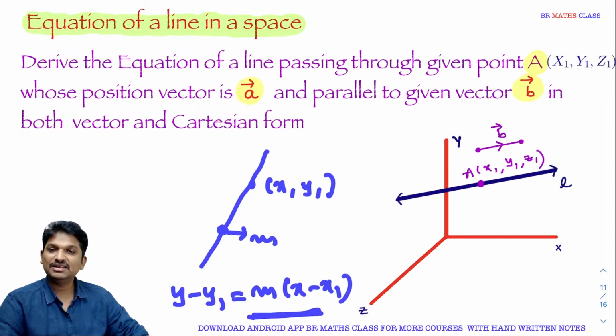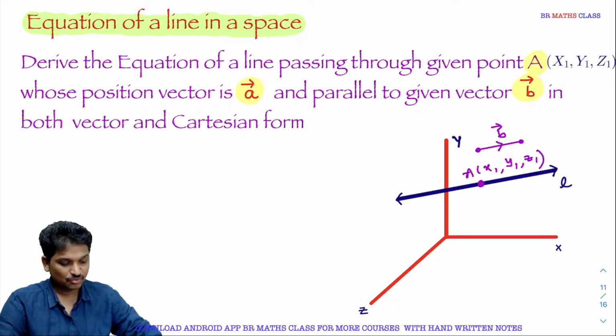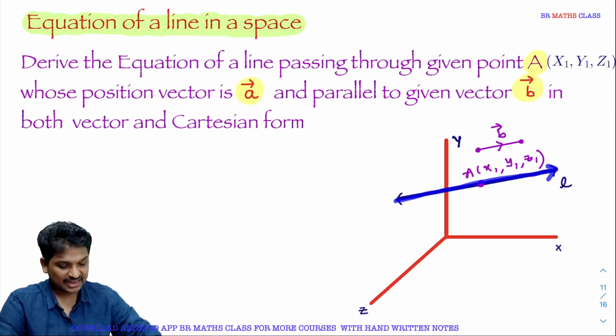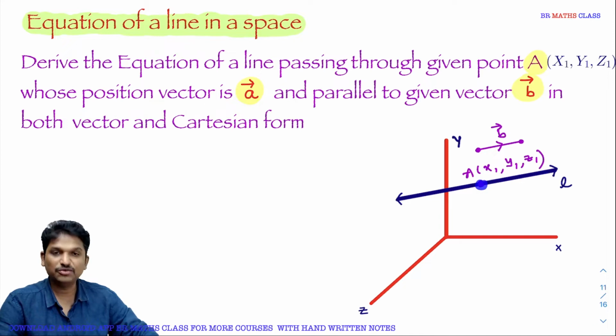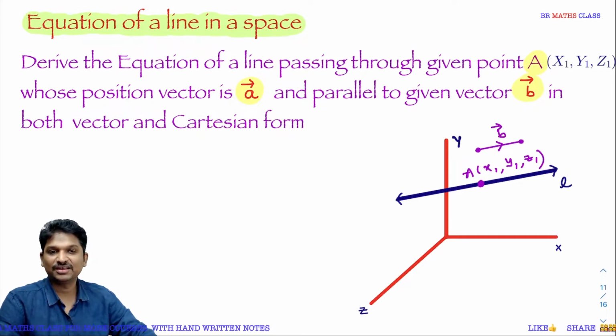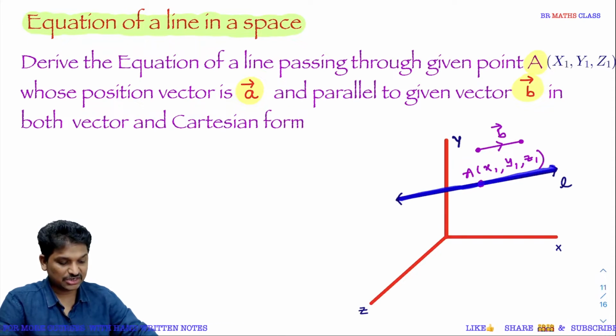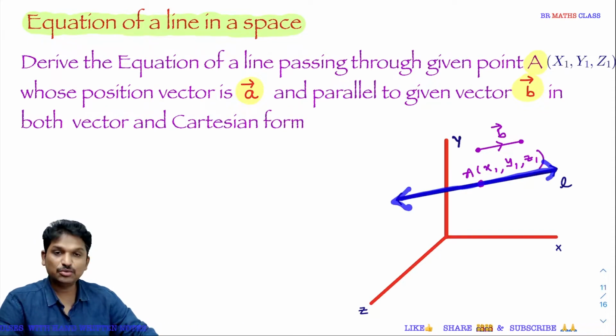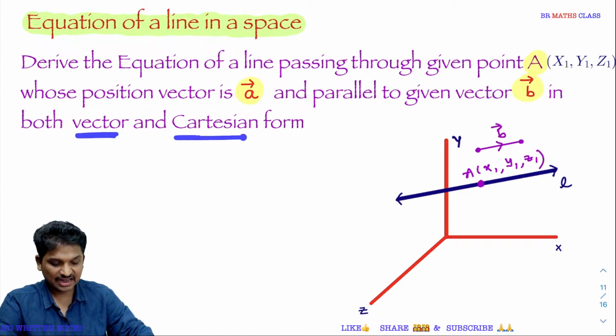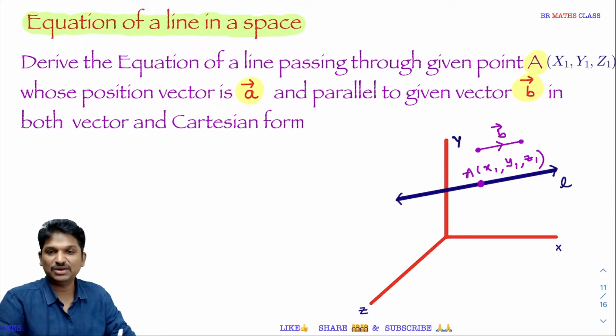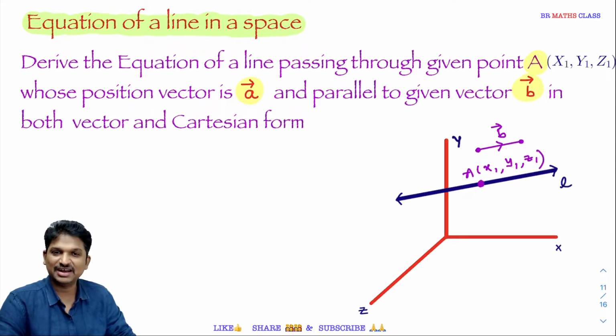This is also similar to that. What they are saying is, this is the line. This line is passing through the point x1, y1, z1, and this line is parallel to the vector b bar. We need to find this line equation in both vector as well as Cartesian form. I hope you are understanding.